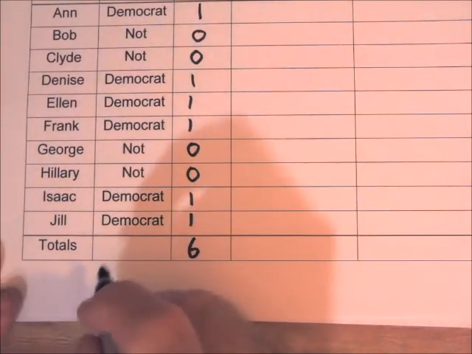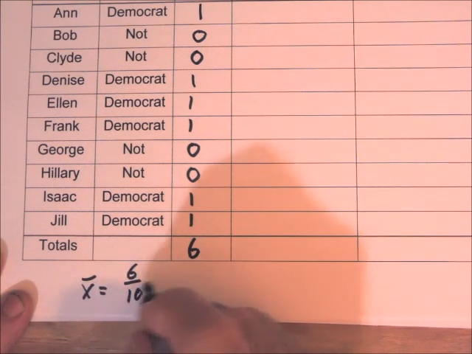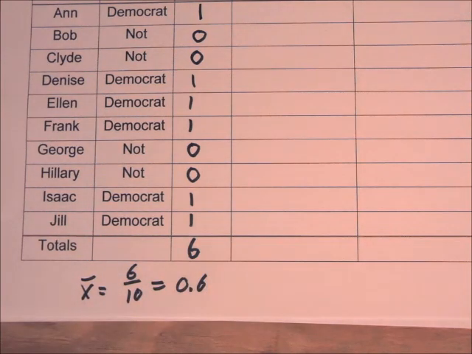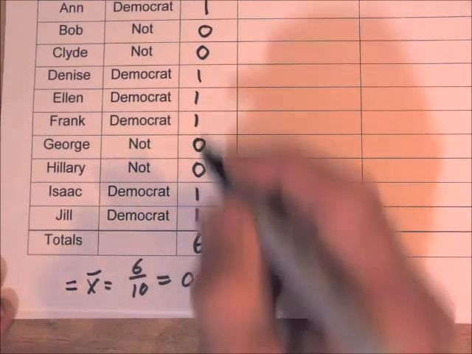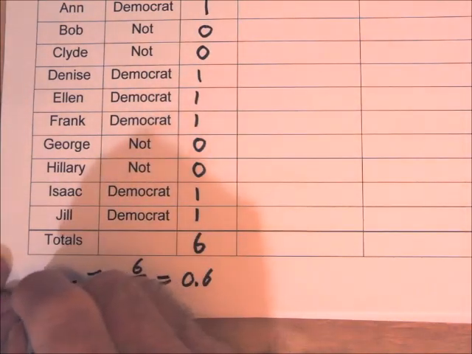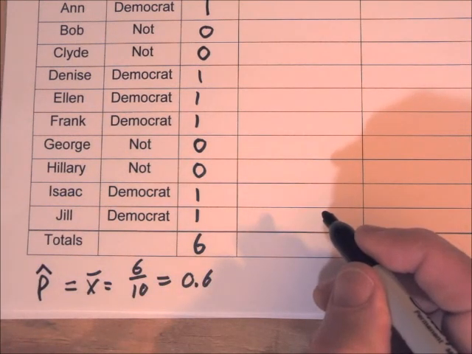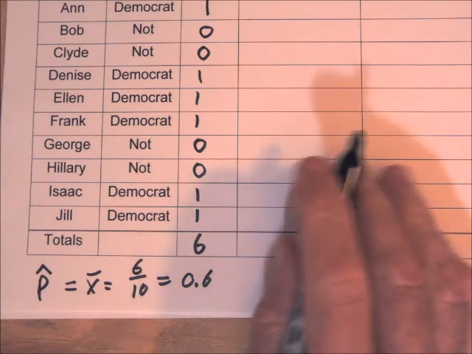And then we can compute the mean. The mean is the total divided by the number of voters. So it's 6 divided by 10, or 0.6. And this represents the proportion of Democrats. So it does have some meaning. The mean here actually has some meaning. And this is a special kind of mean because if the data set has only zeros or ones, then the mean is represented by the symbol p hat. It represents the proportion. P hat stands for proportion from a sample.